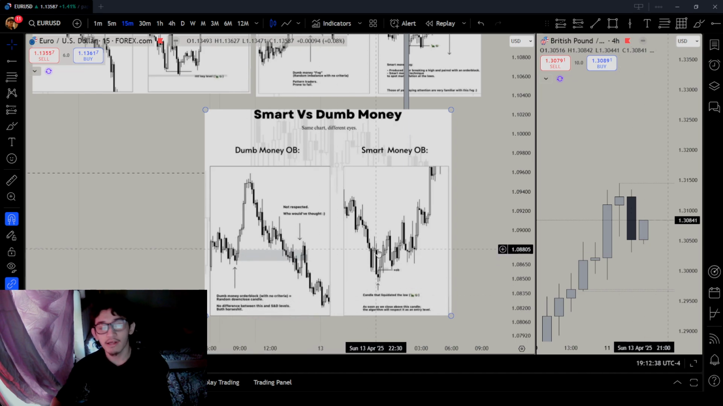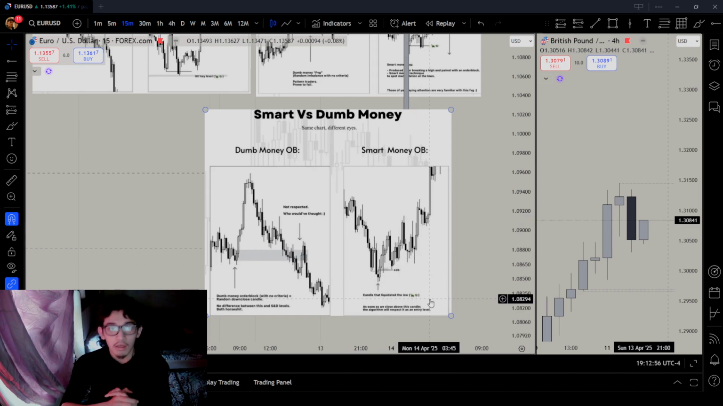So now let's go over the smart money order block. A smart money order block is the candle right at the low. As soon as we close above this candle, the algorithm will respect it as an entry level, right? Otherwise known as model 1, right? This, boom, model 1, it goes up higher.